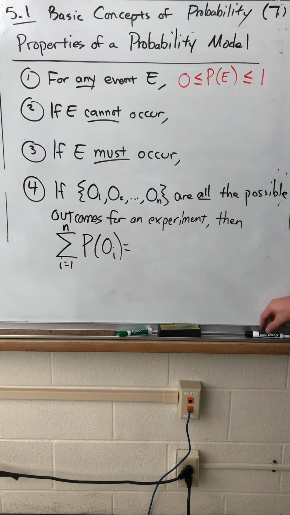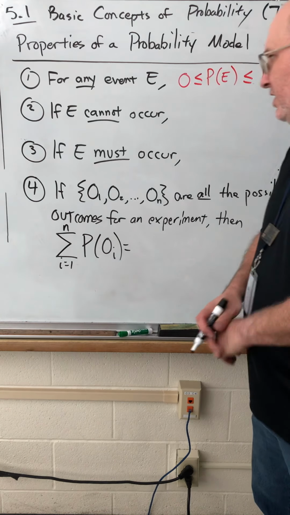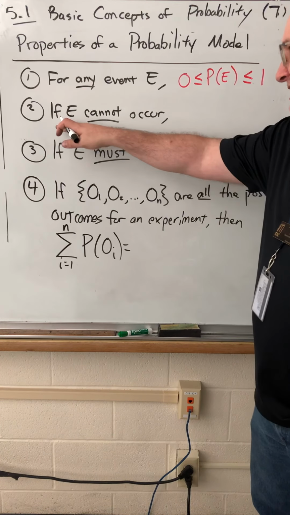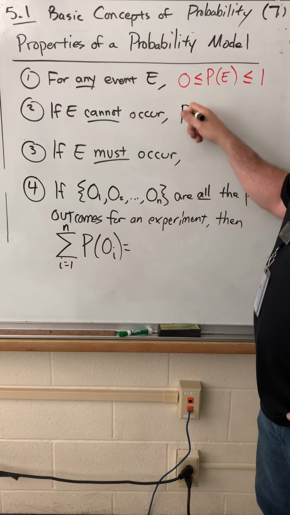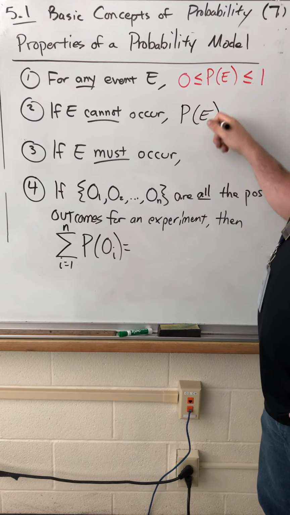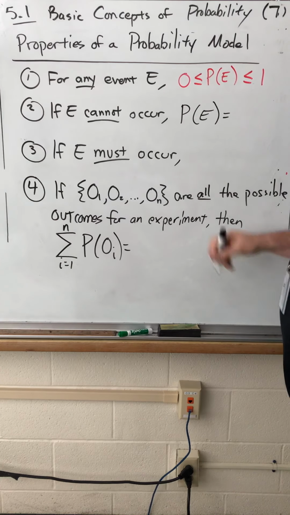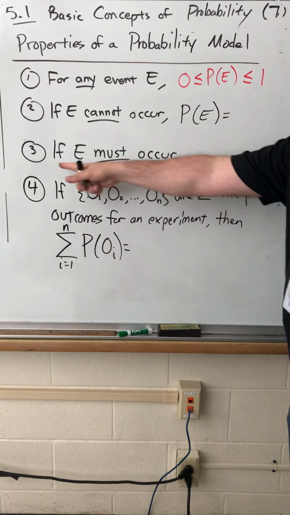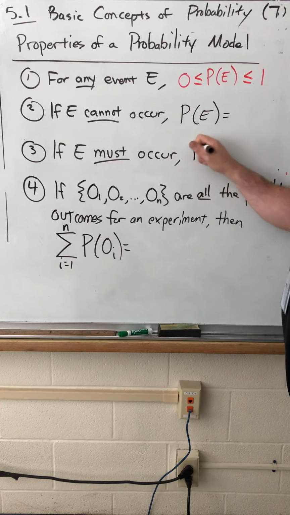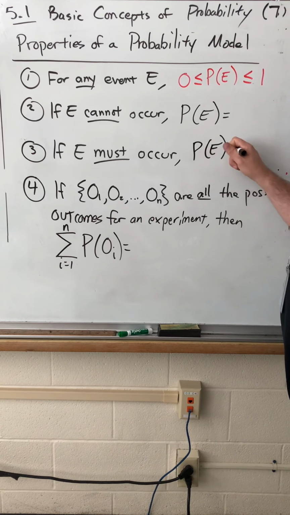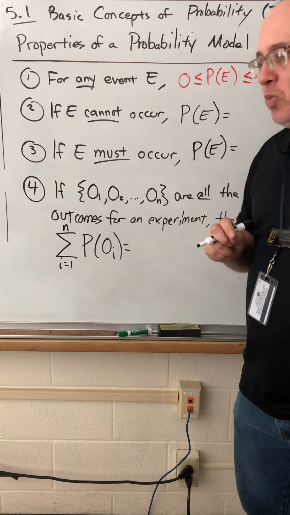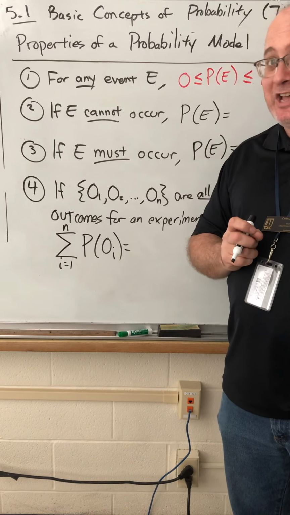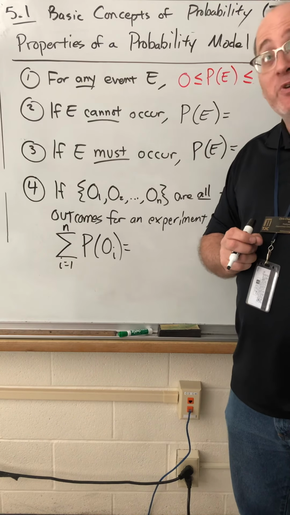Now, property number two. If an event E cannot occur, what is its probability? And the same thing for property 3. If an event E must occur, what is its probability? Well, think about it. If something cannot occur, what percent of the time would you expect it to happen? 0% of the time.